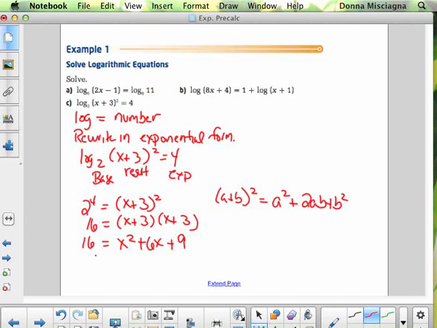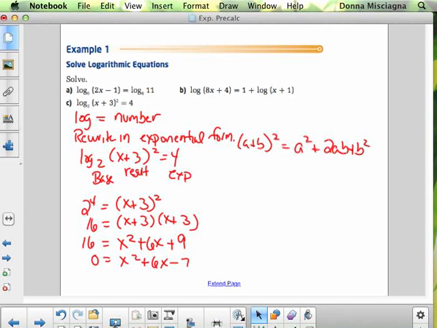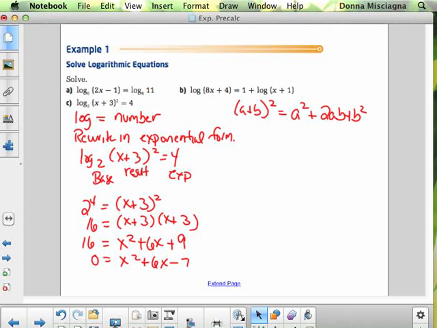So we're going to subtract 16. 0 equals x squared plus 6x minus 7. And now we need to factor. So I'm going to move this out of the way. All right, so 1 times negative 7 is negative 7. We need two numbers that multiply to give us negative 7 but add to give us 6. So that would be 7 and negative 1.